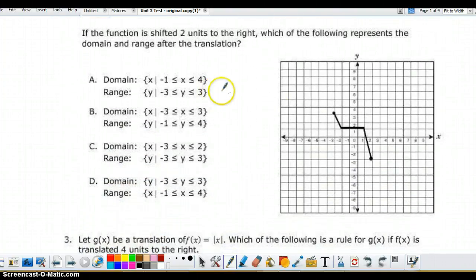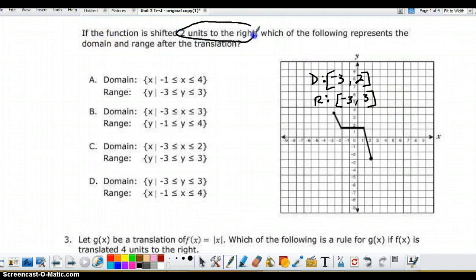All right, so domain and range. Let's talk about domain of this first. So the domain is negative 3 to 2. Right? That's where we're going, negative 3 to 2. The range is negative 3 to positive 3. Okay? So it says if the function is shifted 2 units right.